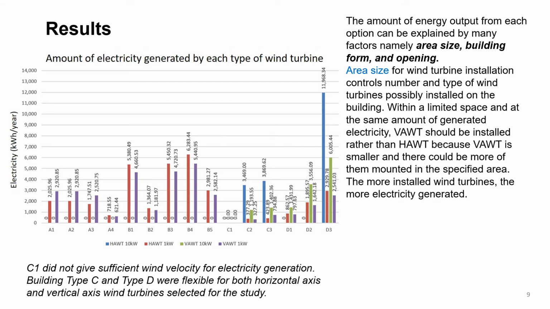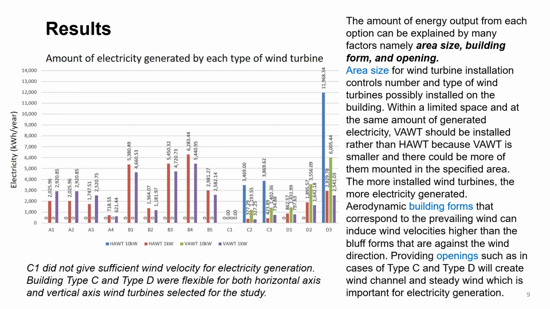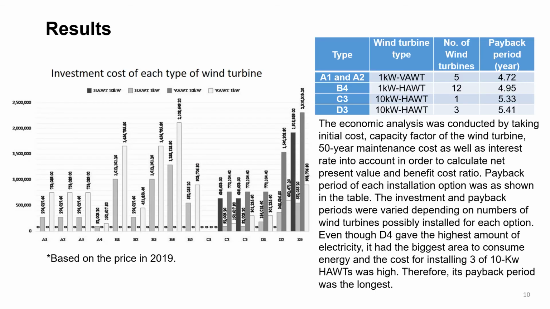In terms of area size, it is suggested to install vertical axis wind turbines because there could be more of them in the allowed space. Aerodynamic building forms that correspond to the prevailing wind can induce wind velocities higher than the bluff ones, and providing openings such as in cases of Type C and Type D will create wind channels and steady wind, which is important for electricity generation.